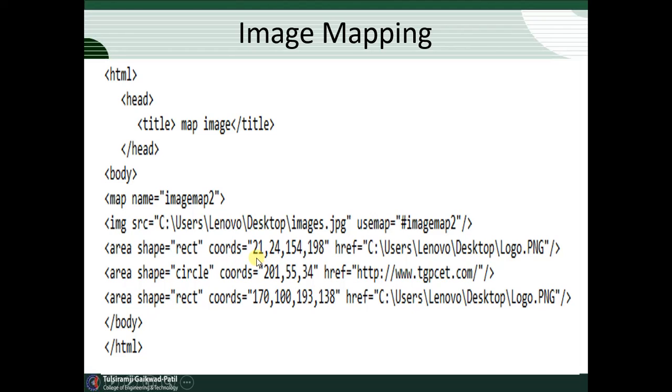What values does coords take? x value, y value, x plus width, y plus width, and it is the location where we are going to hyperlink with the help of the href attribute. Now again, here we have area shape is circle, coords indicate x value, y value and the radius of that circle. Href again indicates the location where we are going to hyperlink that image or that circle. Now close the body section, close the HTML section.